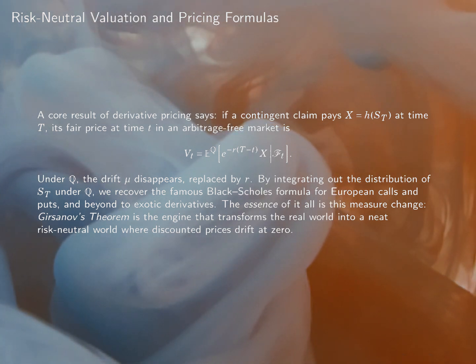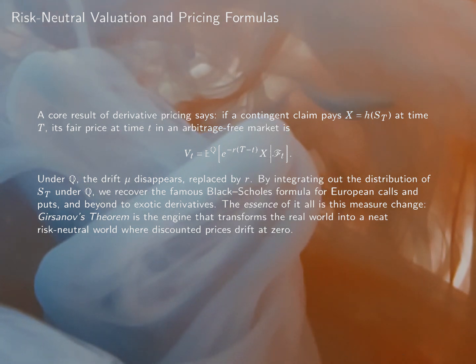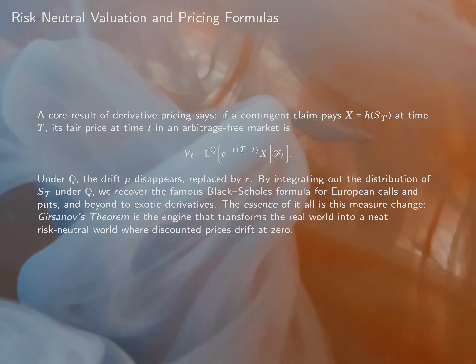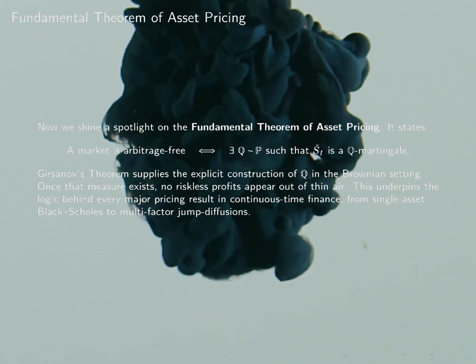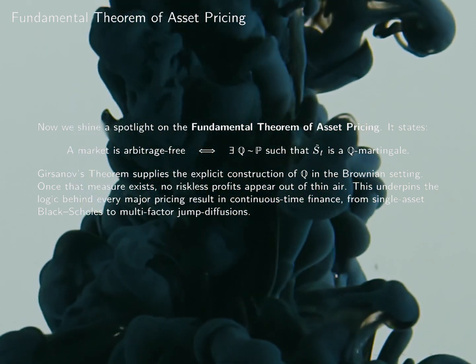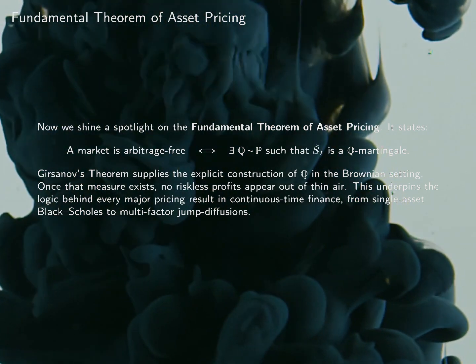This is the endgame of Girsanov's theorem. It gives us a synthetic universe where the math is symmetric, time-consistent, and arbitrage-free. From this one formula, we derive everything. Let's now state the crown jewel of the whole theory, the fundamental theorem of asset pricing. In its continuous time version, it says this: a market is arbitrage-free.